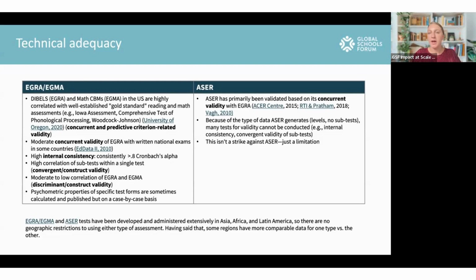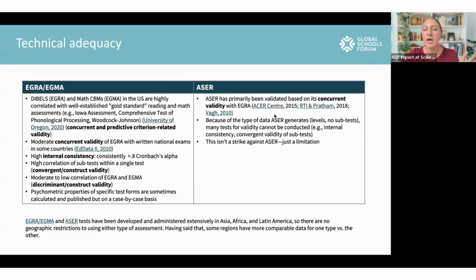USER has been primarily validated based on its concurrent validity with EGRA, meaning that when you administer both of them to the same students, they either tend to score highly on both or poorly on both. Because of the kind of data that you get from USER assessments, which we'll talk about in a little more detail later, a lot of these tests of validity actually can't be conducted. It's just not possible given the kind of data that you get. So that's not a strike against it as a test, but it's just a limitation that a lot of times you actually can't conduct validity tests on specific test forms in the same way that you can with EGRA and EGMA.